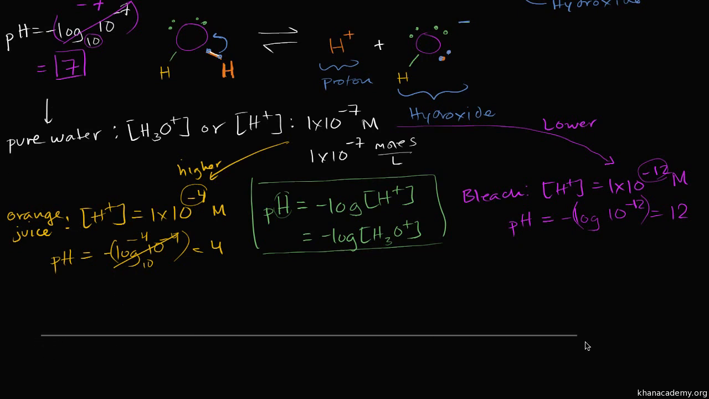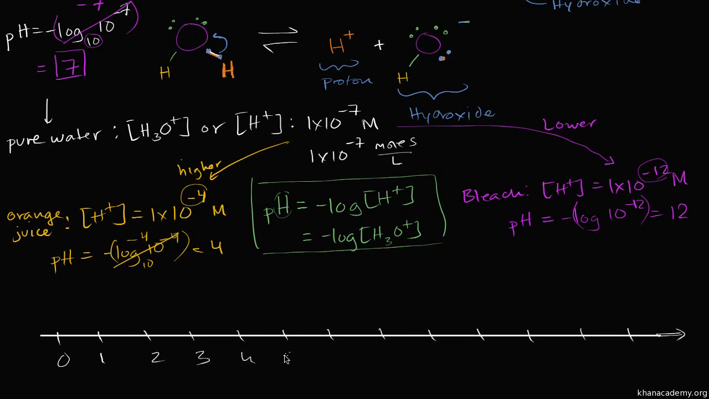So let me draw a line right over here. And let's say that this is 0, 1, 2, 3, 4. Actually, I'm not going to be able to get all the way to 12, so I have to make my scale a little bit smaller. 0, 1, 2, 3, 4, 5, 6, 7, 8, 9, 10, 11, 12. And I could keep going over here. So let me write this: 1, 2, 3, 4, 5, 6, 7, 8, 9, 10, 11, 12.